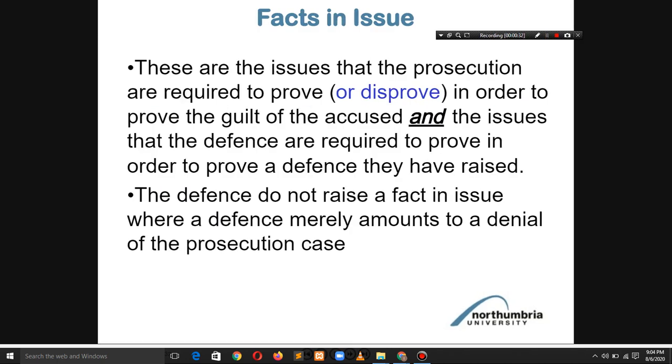Facts in issue. These are the issues that the prosecution is required to prove or disprove in order to prove the guilt of the accused, and the issues that the defense is required to prove in order to prove a defense that they have raised. The defense does not raise as a fact in issue where a defense merely amounts to a denial of the prosecution case.